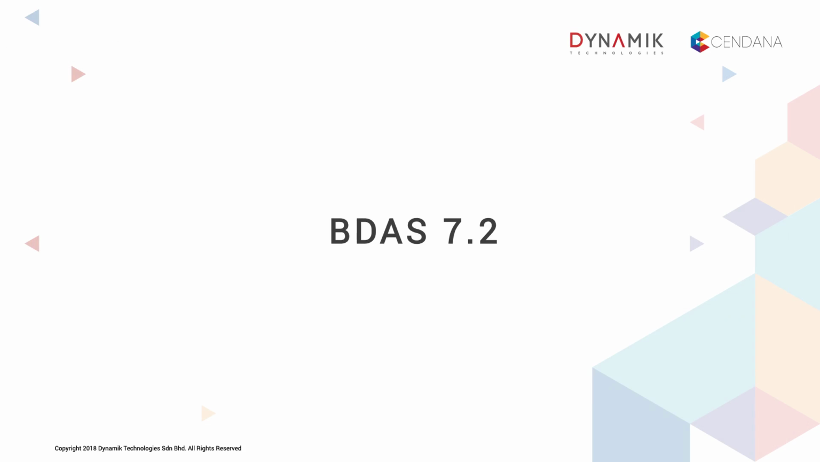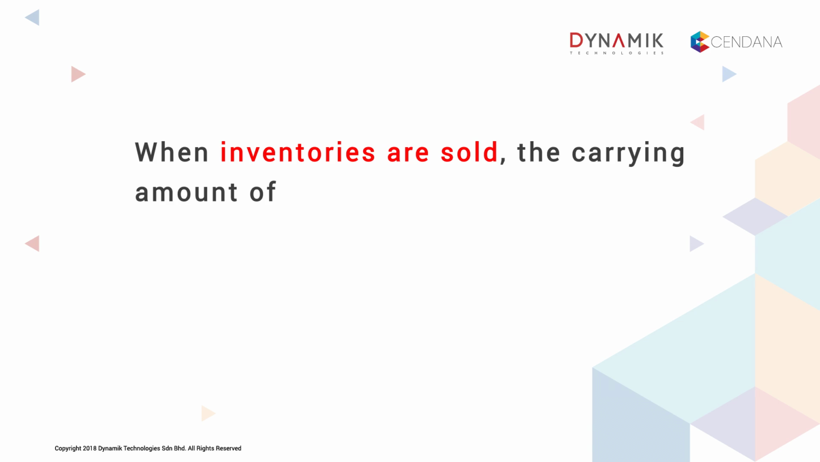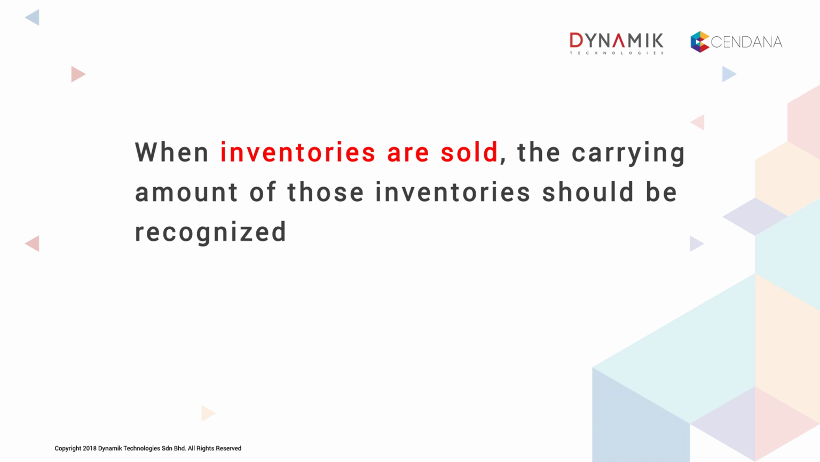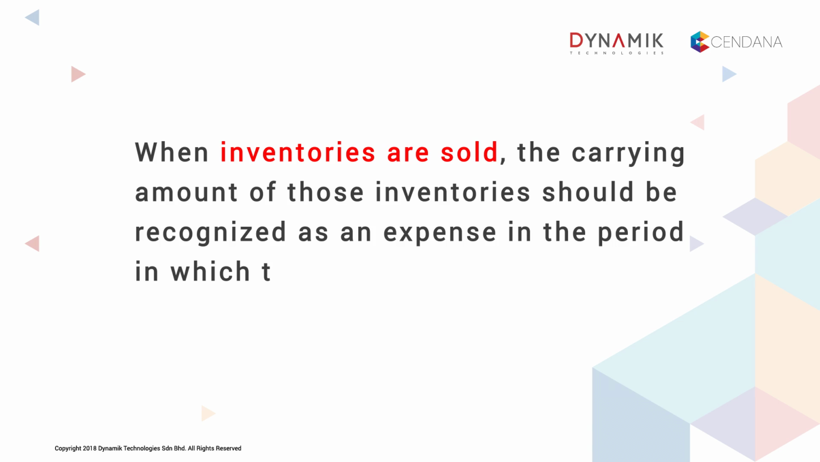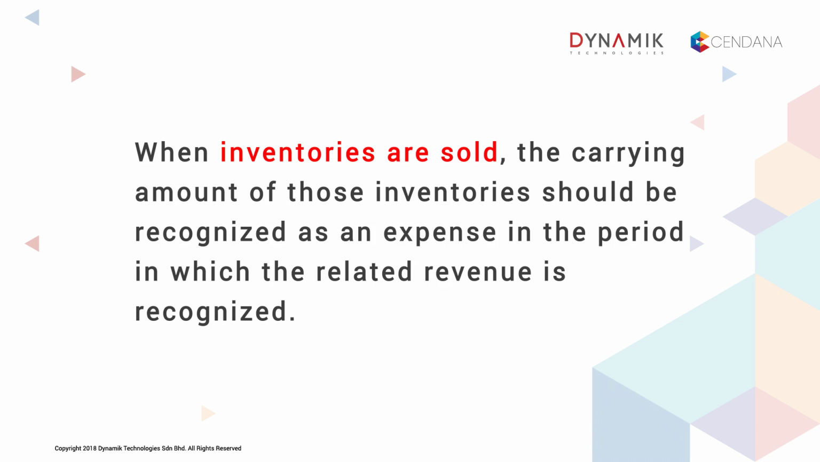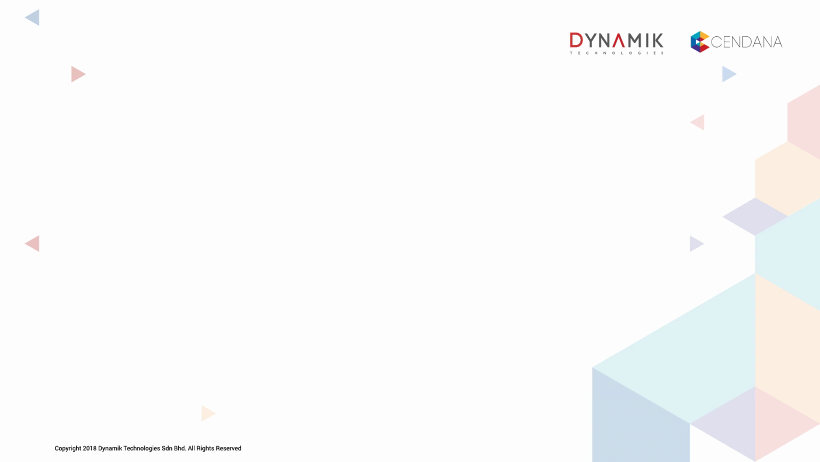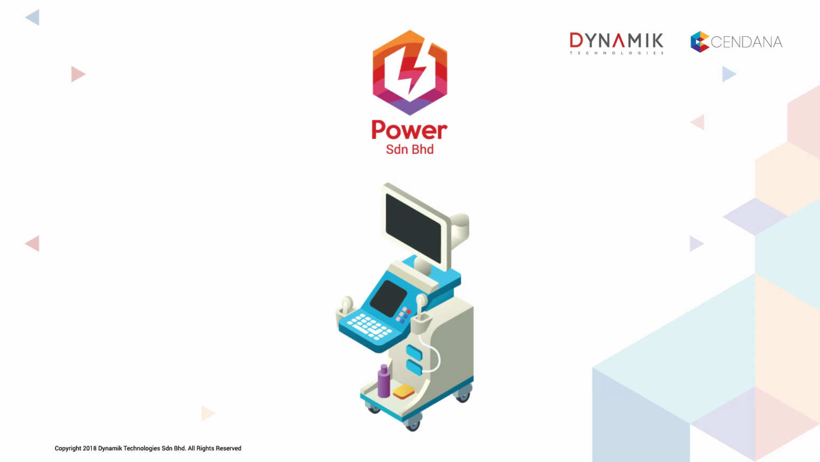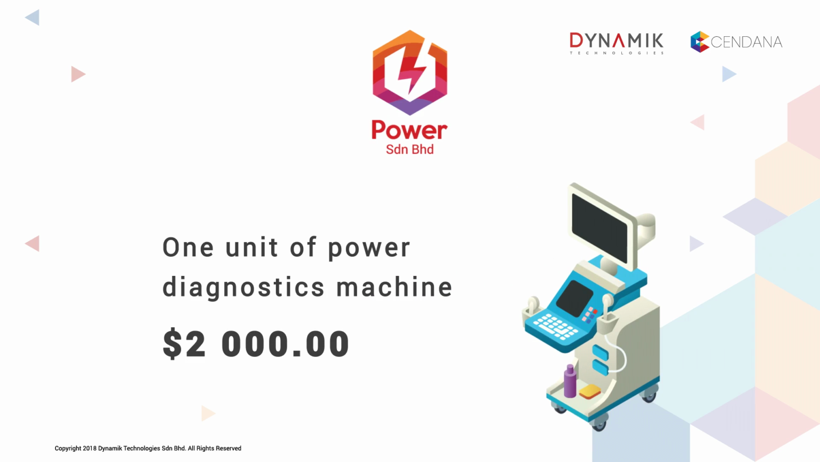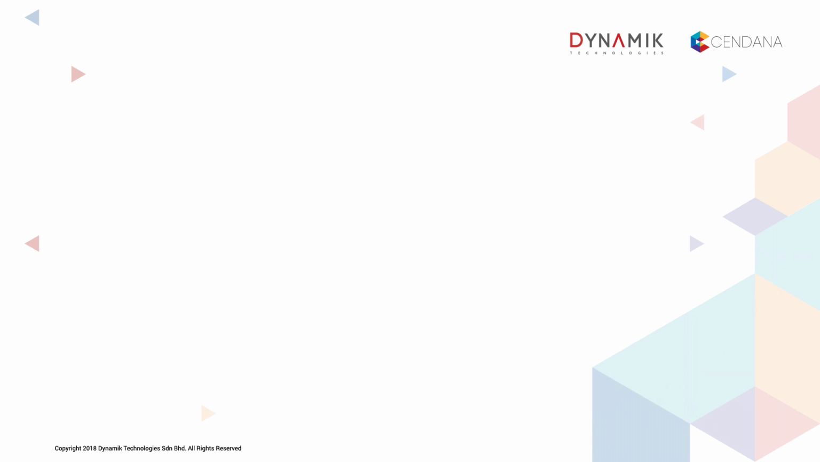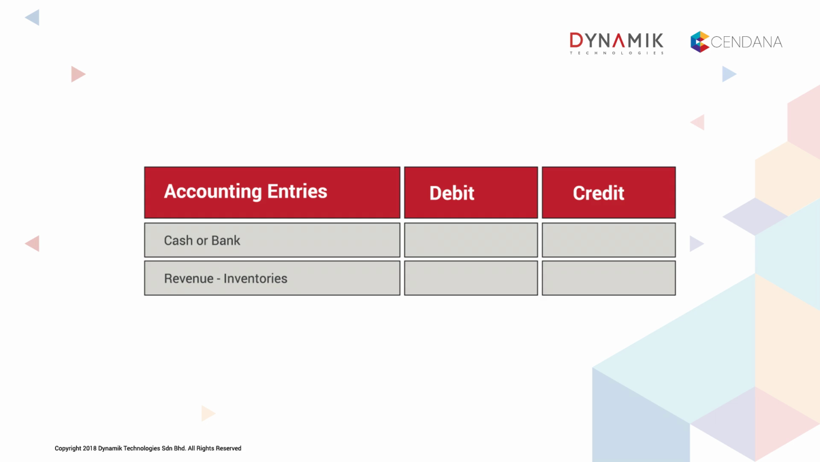Next is BDAS 7.2, which is defined as when inventories are sold, the carrying amount of those inventories should be recognized as an expense in the period in which the related revenue is recognized. For example, to record inventories sold, Power Cendana Berhad sold 1 unit of power diagnostics machine for $2,000. Accounting entries are derived as debit the cash or bank for $2,000 and credit the revenue inventories for the same amount. This is a customer invoice transaction.